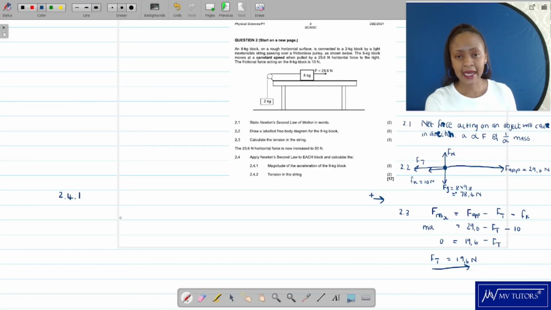Okay, I am going to look at the 2 kg block now. All right, or should I look at the 8 kg? Let me start by looking at the 8 kg block. I have my free body diagram there.